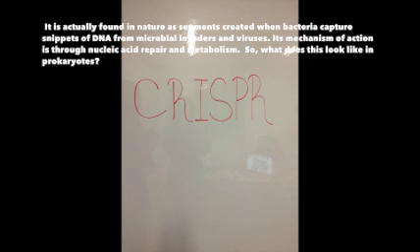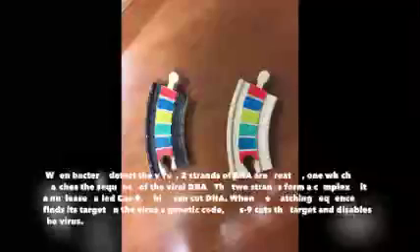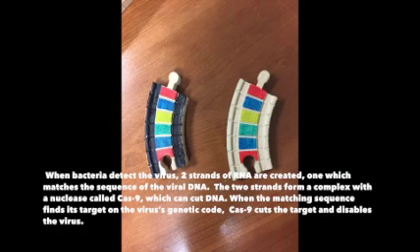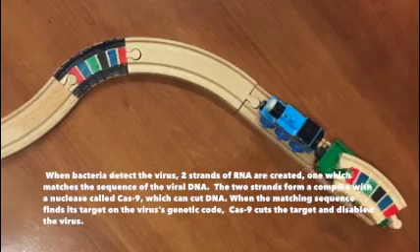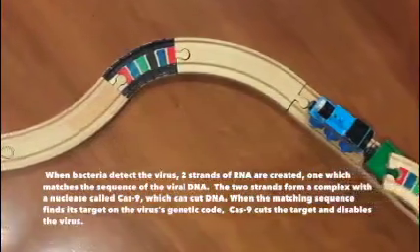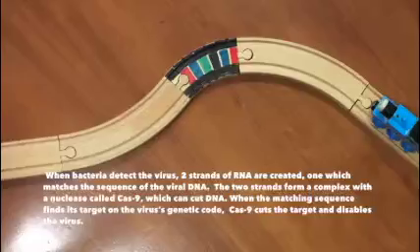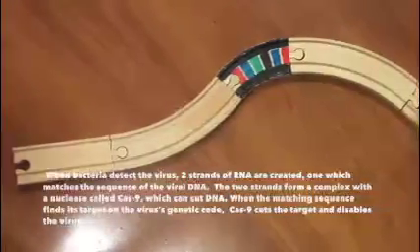So, what does this look like in prokaryotes? When bacteria detect the virus, 2 strands of RNA are created, one which matches the sequence of the viral DNA. The 2 strands form a complex with a nuclease called Cas9, which can cut DNA. When the matching sequence finds its target on the virus's genetic code, Cas9 cuts the target and disables the virus.